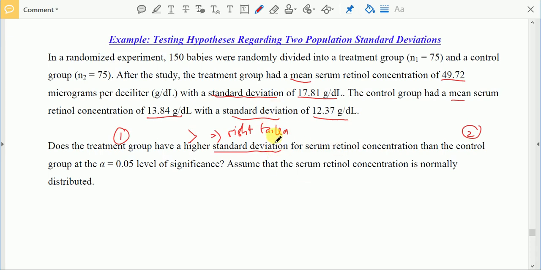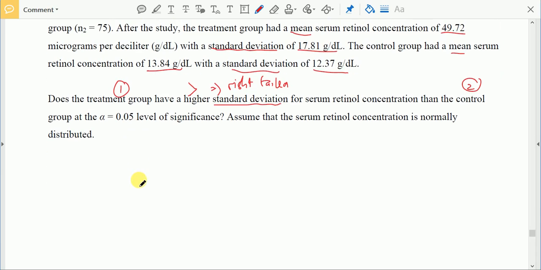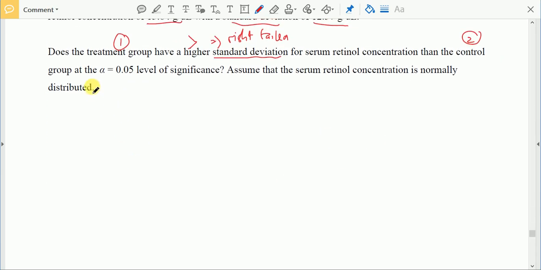So we have to use the Fisher statistic for the two population standard deviations, and the level of significance is 0.05. Assume that this is normally distributed, so the requirement is good. Now the null hypothesis, remember, is always equal. The alternative hypothesis is the one in question, right? So the first one has a higher, or bigger, standard deviation than the second one. This is the one that we're testing against.